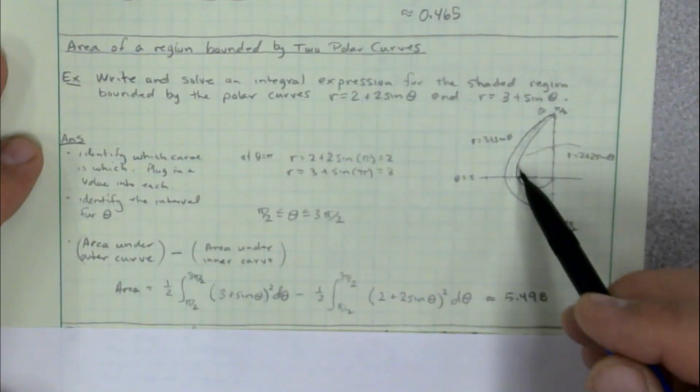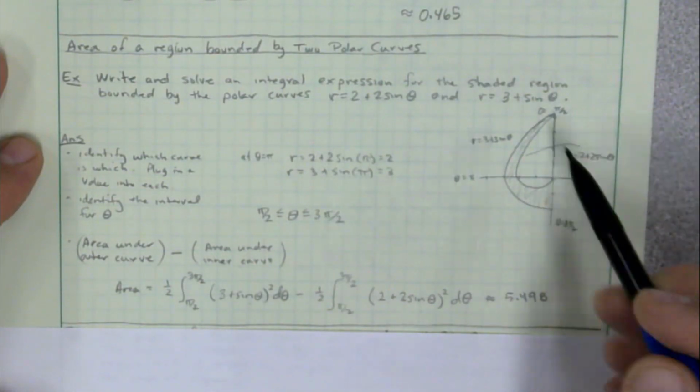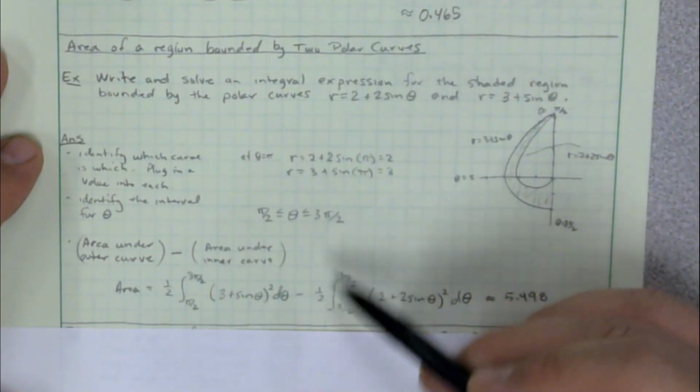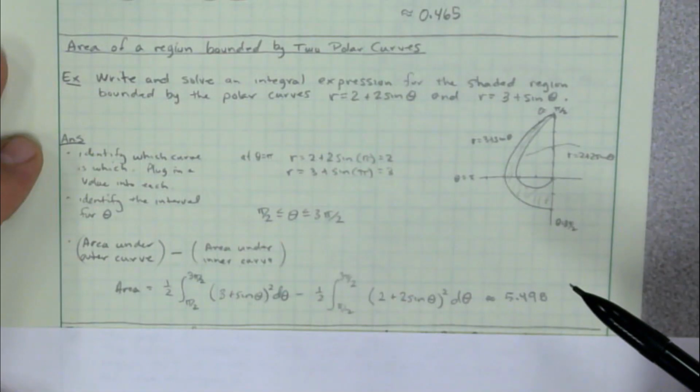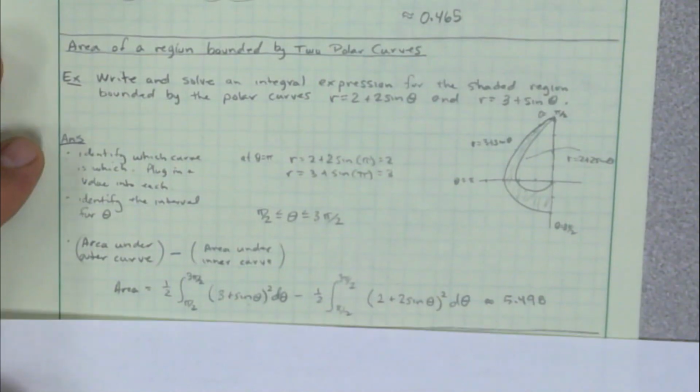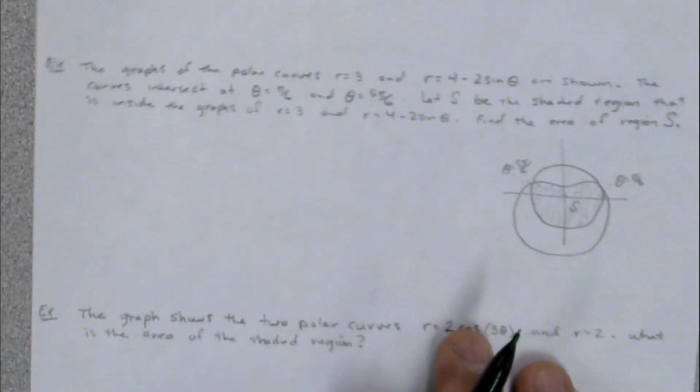Identify your curves if you don't already know. Identify the angles that you're going to use for your limits, your upper and lower limits of integration. Make sure you set it up properly. Then you can use the calculator to approximate. So with that, let's do that one.